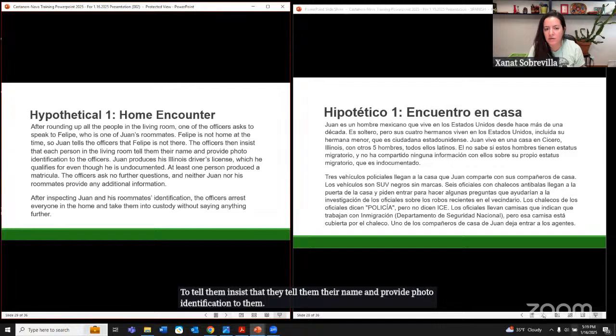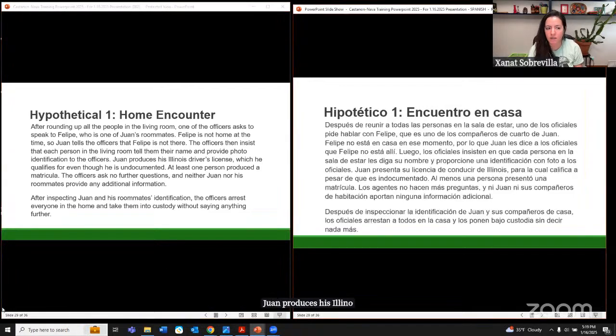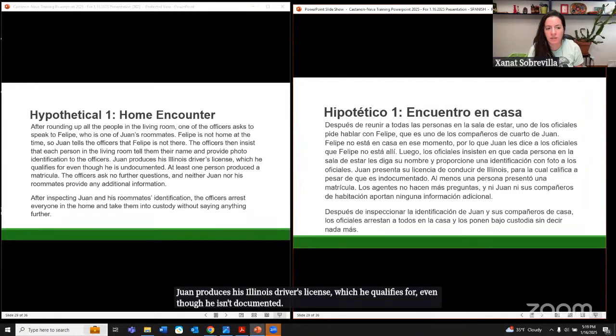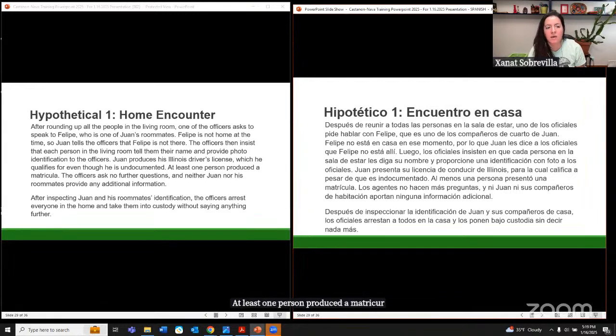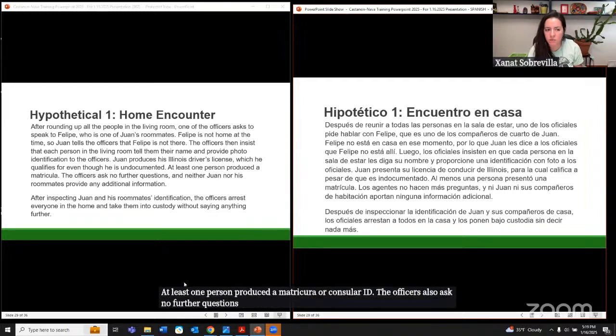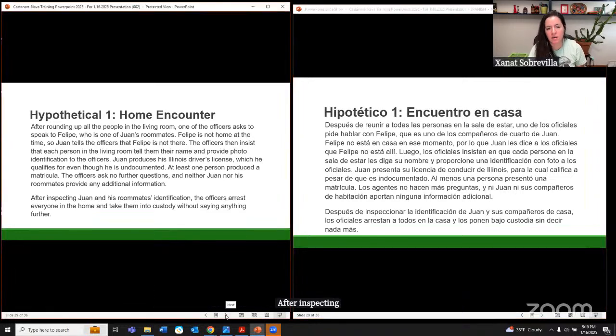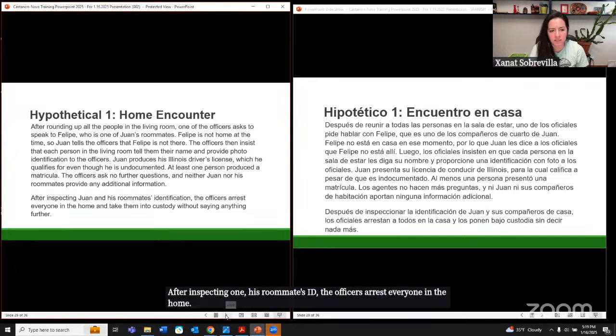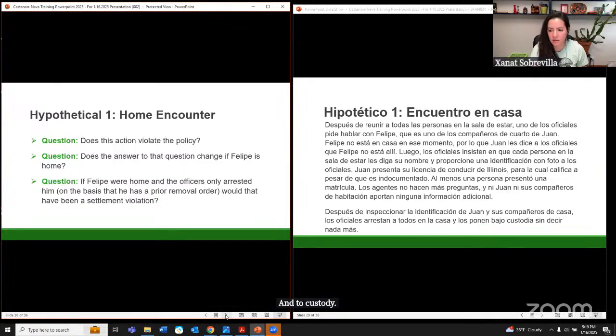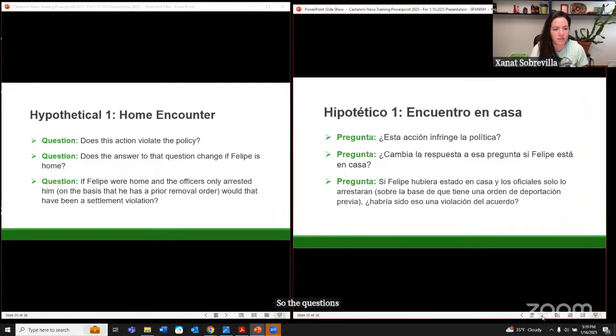Juan produces his Illinois driver's license, which he qualifies for even though he is undocumented, and at least one person produced a matricula, or consular ID. The officers also ask no further questions, and neither Juan nor his roommates provide any additional information. After inspecting Juan and his roommate's ID, the officers arrest everyone in the home and take them into custody without saying anything further. So the questions we would like you all to answer.